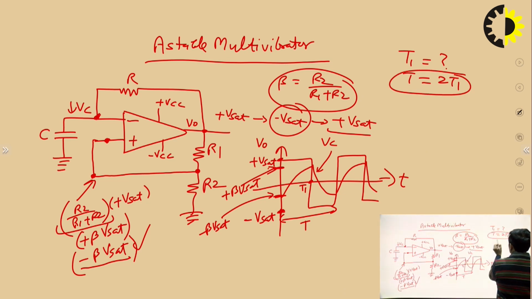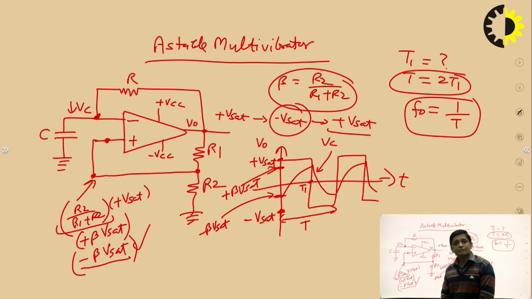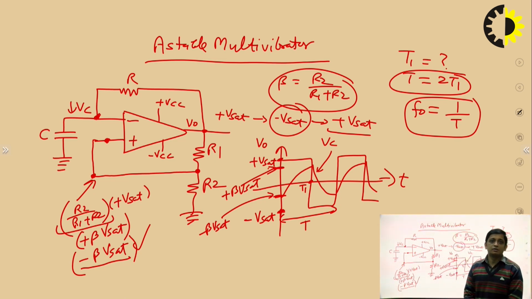If we get T, then what will be the frequency of the square wave pulse waveform? That is 1 by T. So we can get the frequency of the square wave. That's why it is called a square wave generator. So ultimately we need to calculate the value of T1. Once we get T1, we can simply calculate T, that is 2 into T1. Once we get T, the time period of one cycle, then the frequency is 1 by T.